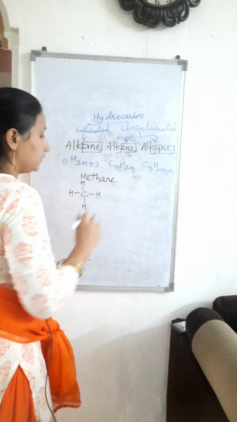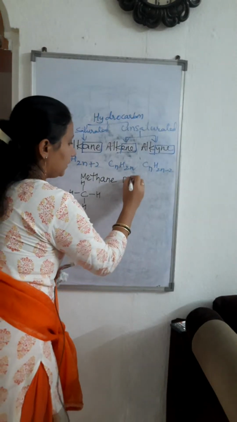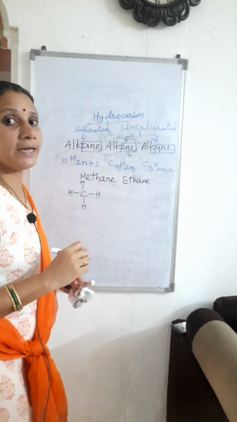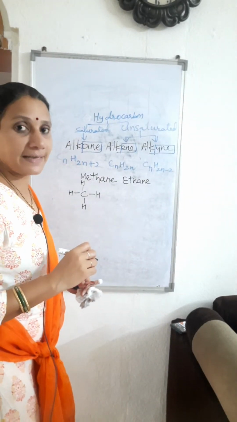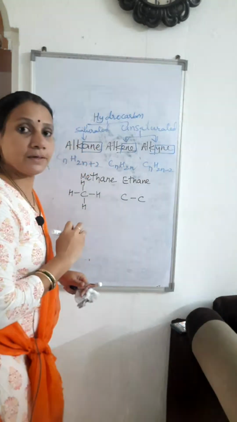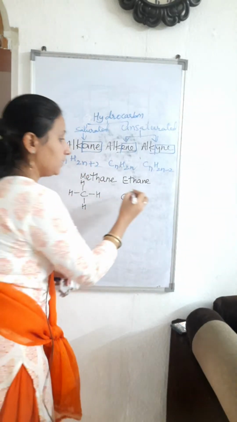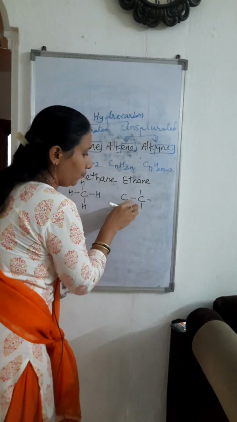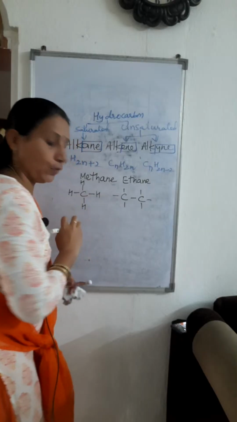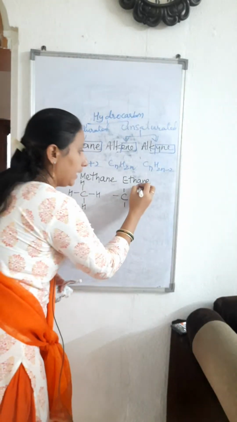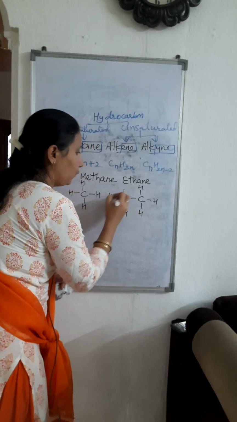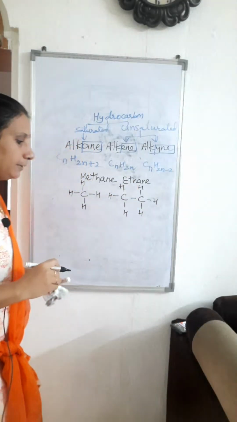Now after that, ethane. Eth is there. How many carbons should be there? Exactly 2 carbons. So placing 2 carbons, then satisfy their valency. 1, 2, 3, 4. One got 4 and in the same way the second also 4. Now the remaining hydrogen. So this is the structure of ethane.